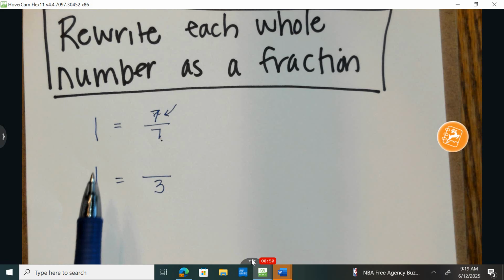Okay, now let's change it up, and let's make this a 2. Still have a 7 on the bottom. And now I have to think off to the side here.